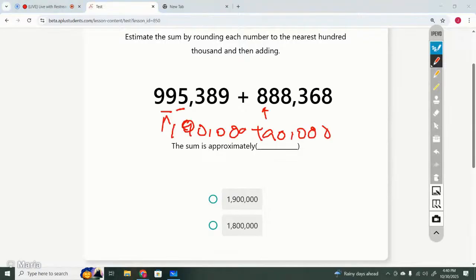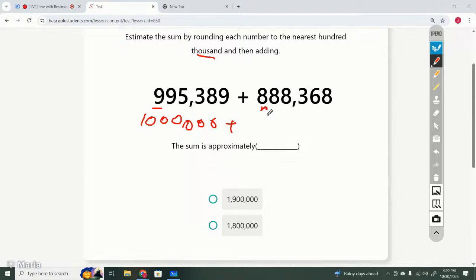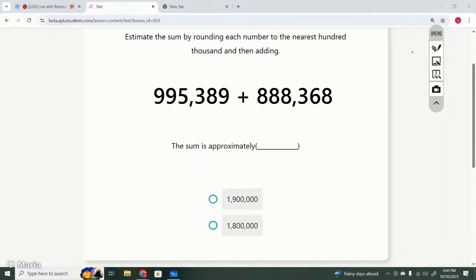995,389 plus 888,368. So we need to round to the nearest 100,000. So it would be rounded to 1 million, and it would be rounded to 900,000. So their sum equals, option number 1 is the correct option.